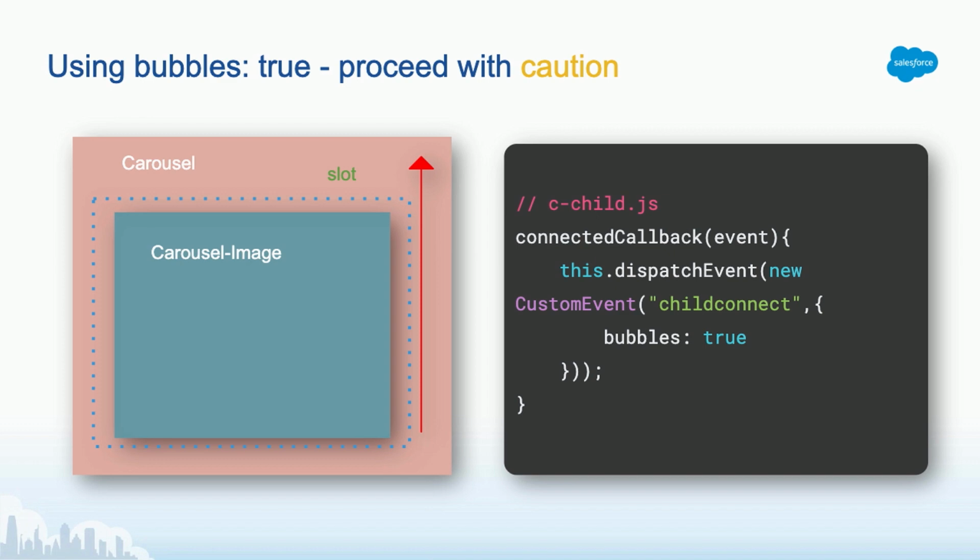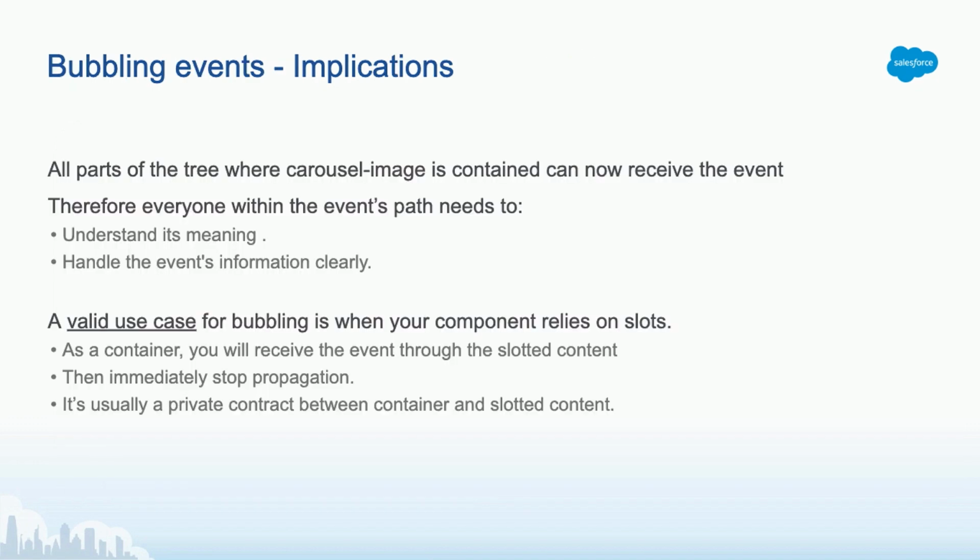Now, there will be times where you're going to need to bubble things, right? If you're using slots, for example, you are going to need to bubble because you need to cross the slot boundary. And again, do that with caution. Make sure it's a private contract. Make sure you stop propagation. Make sure that someone is doing the right thing and understanding what's being passed up.